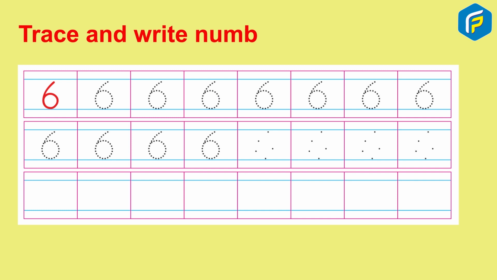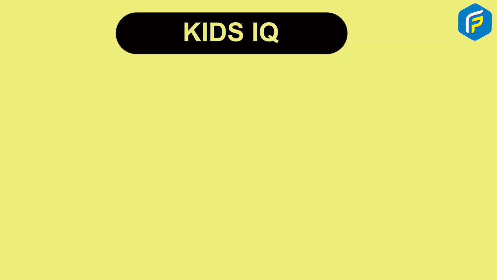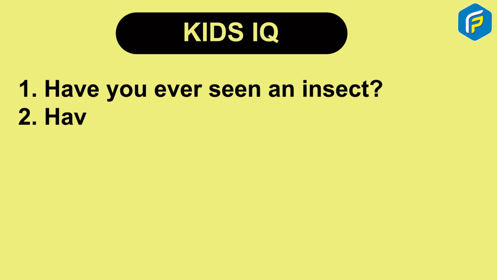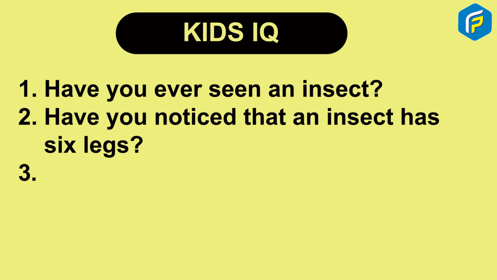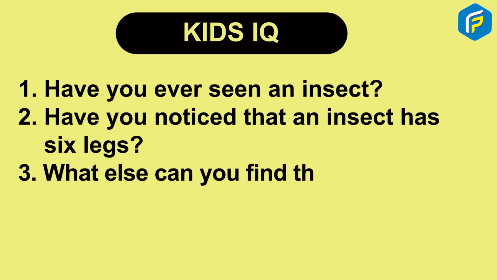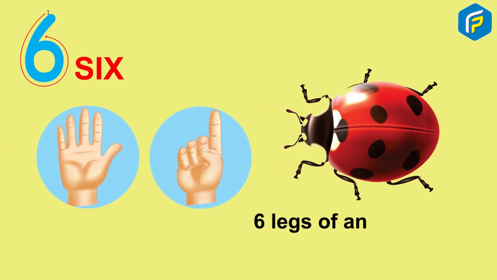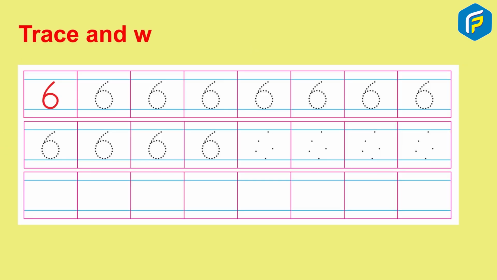Trace and write the number 6. Kids IQ. 1. Have you ever seen an insect? 2. Have you noticed that an insect has 6 legs? 3. What else can you find with that counts at 6? 6 legs of an insect. Trace and write the number 6.